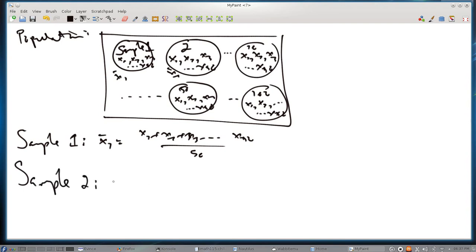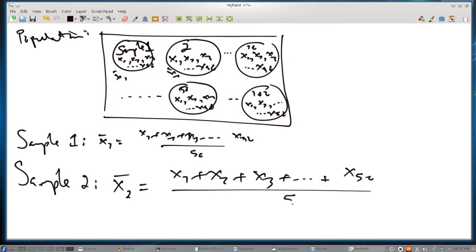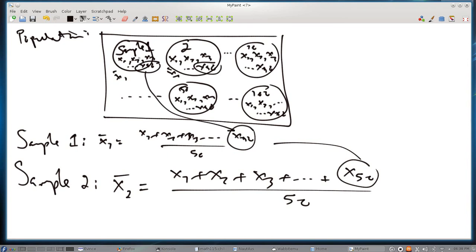Okay, for sample number 2, I would have x bar 2, and that basically contains x1 plus x2 plus x3 all the way to x50 divided by 50. Now, by the way, I want to mention that this x50 right here is not the same as this x50, okay? Because this x50 is actually from this one, and this x50 is actually from this one. So it's from the individual data. They may be different or they may be the same, we don't know. But they have their own data points. That's the key. That's what I'm trying to say here.